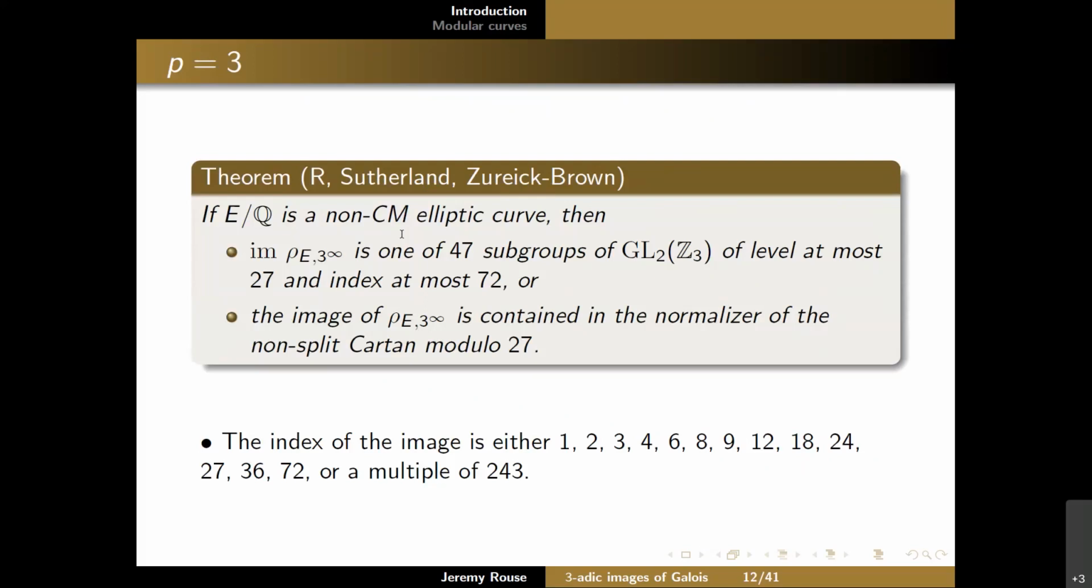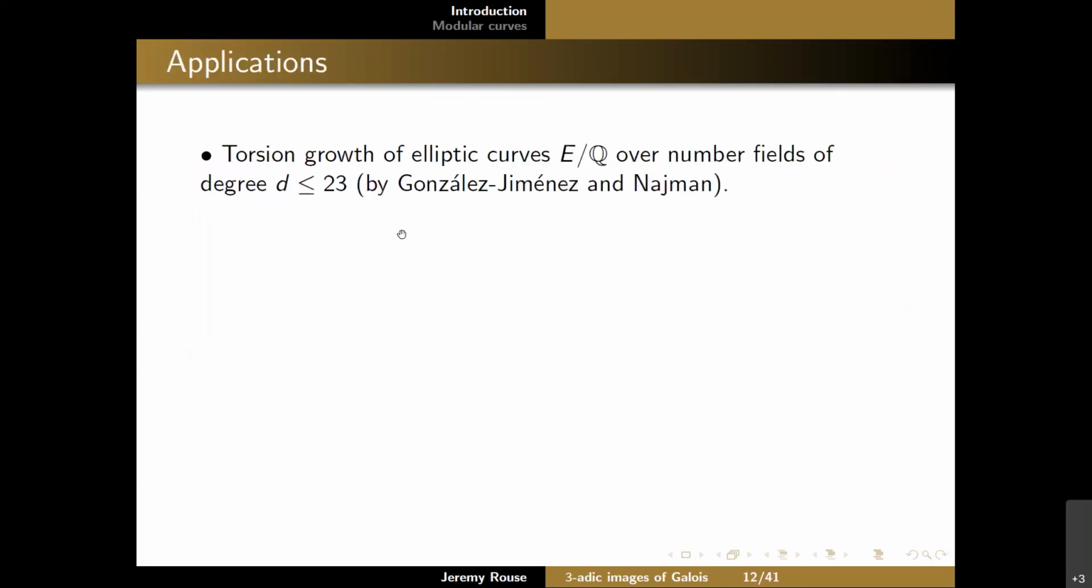Okay. So I want to mention some applications of this classification. Despite the fact that we do not yet have a preprint, there are a number of projects that are finished or that are underway that rely on results like this. So, torsion growth of elliptic curves over Q for degree less than or equal to 23. This is a preprint by Gonzalez-Jimenez and Filip Najman.